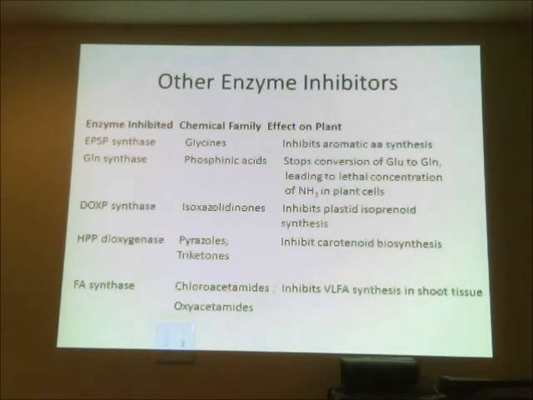The next category are fatty acid synthesis inhibitors, and these are things like the chloroacetamides and oxyacetamides, and they inhibit very long chain fatty acid synthesis, again in the growing meristematic shoot tissue.